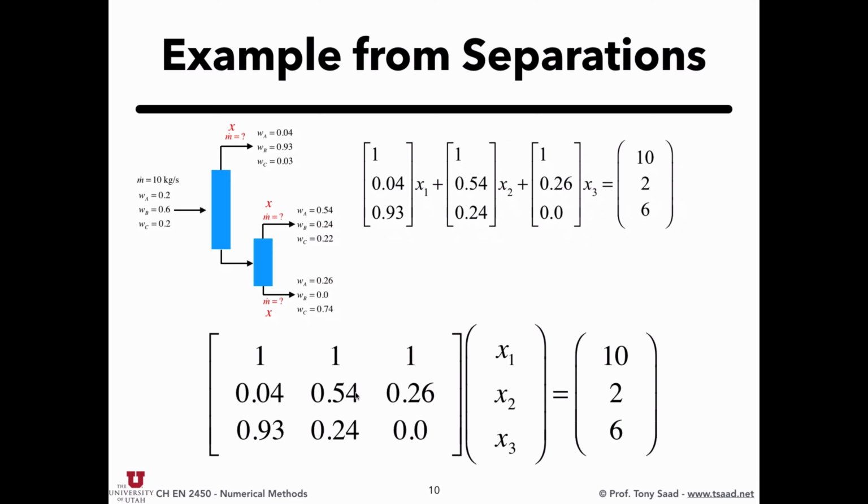And then take the dot product of the second row, which is a vector containing 0.04, 0.54, 0.26, dotted with x1, x2, x3. That gives you 0.04 x1 plus 0.54 x2 plus 0.26 x3 equals 2. And same thing, 0.93 x1, 0.24 x2, 0.0 x3 equals 6. It's just dot products of the row vector times the column vector of unknowns.